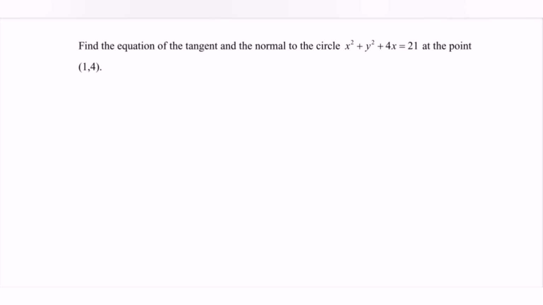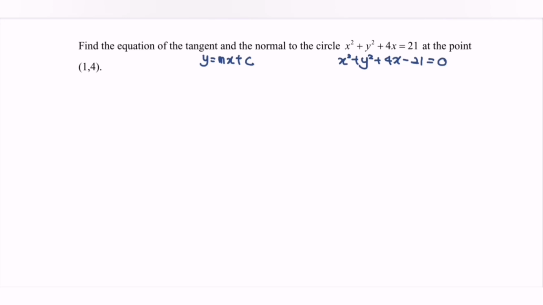Next, what we have to do is to find the equation of the tangent and the normal. In here, the tangent and the normal are actually a straight line equation where we have y equals mx plus c, where we need a gradient and a point. So the equation of the tangent and normal to the circle x squared plus y squared plus 4x equals 21, at the point 1, 4. Kindly rewrite the situation as x squared plus y squared plus 4x minus 21 equals 0.